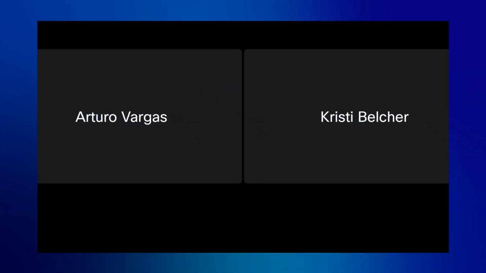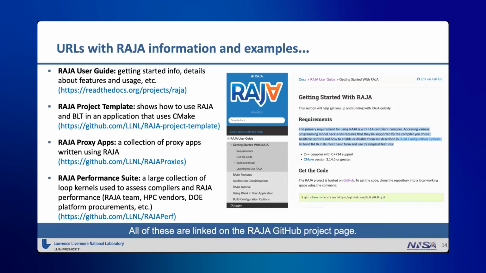this is the link. We also have a project template. So if folks want to see an example of how they can integrate RAJA and Umpire into the project, there's a template. There's various proxy apps that all use RAJA. These have all been used for vendor collaboration. And then there's the RAJA Performance Suite.